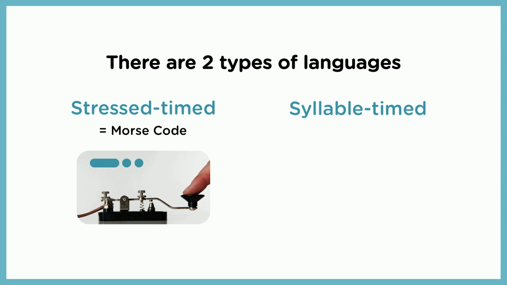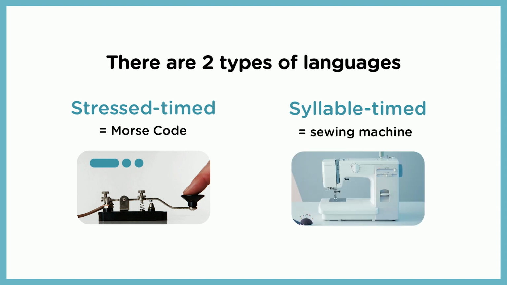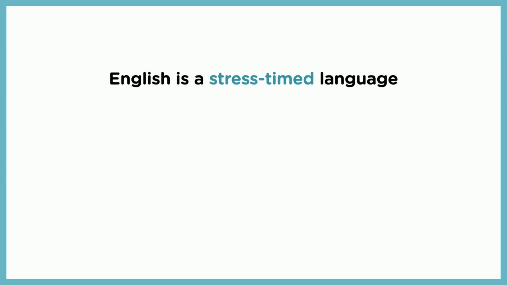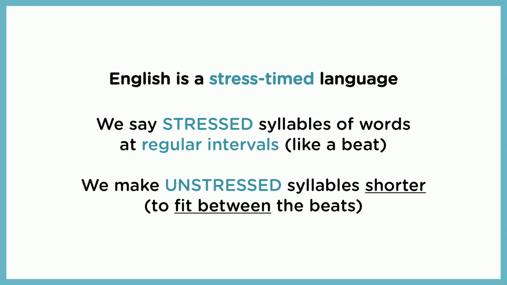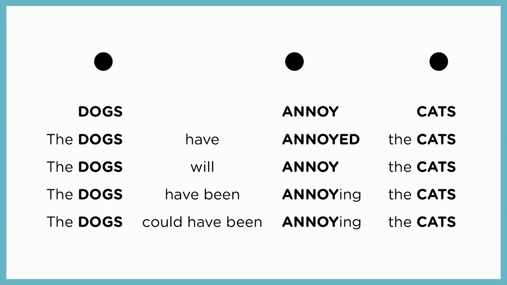Most definitely. In contrast, you have other languages, syllable-timed languages, which are much more even, like a sewing machine. Yeah. Or like a train, I guess. Ch-ch-ch-ch-ch. All the parts are evenly spaced in terms of speed. Got it. So, you're right, English is a stress-timed language. This means we say stressed syllables of words at regular intervals, like a beat. Right. We're going to practice this in a second. Cool. And we make the unstressed syllables shorter, and we put them in between the beats. Right. This is one of my favorite activities to do.